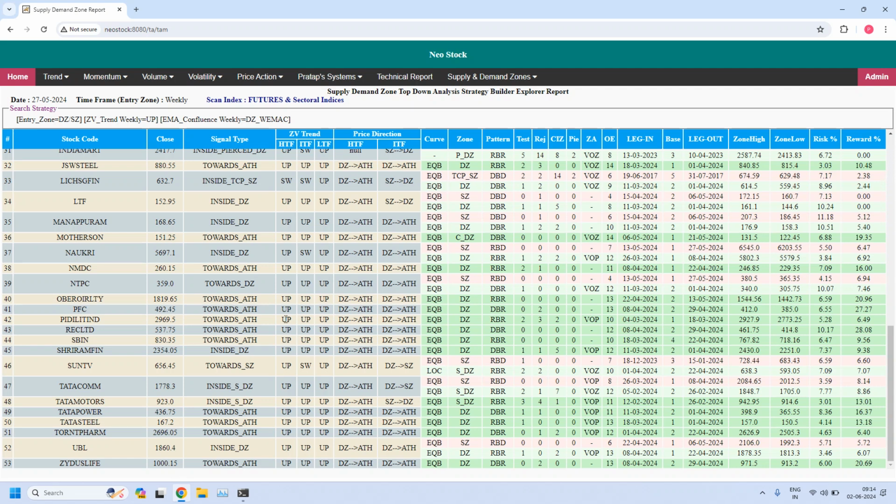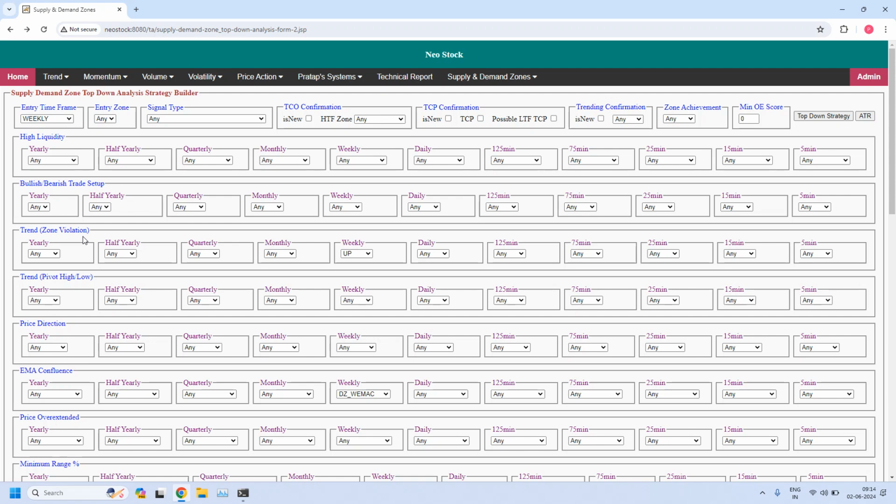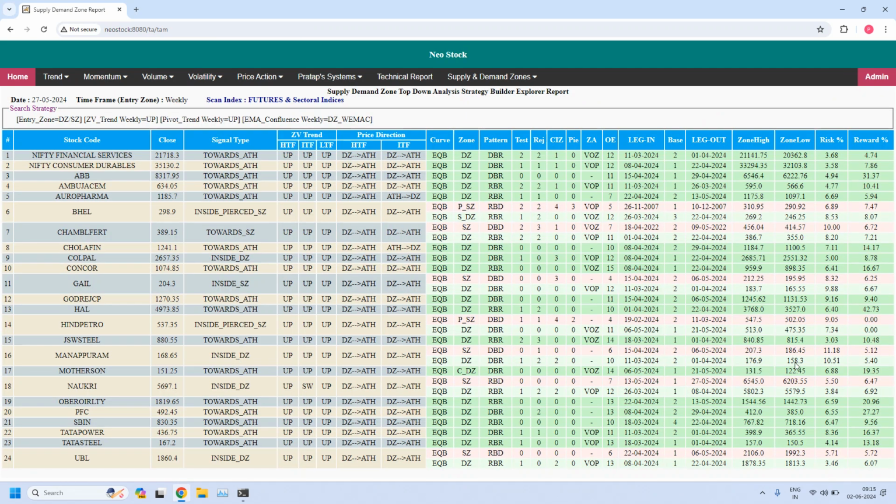So that's why what I do, I go back. I will check that the pivot high low trend, that is the swing high low trend for the weekly time frame, is also an uptrend. If both the trends are supporting uptrend, it means probably the stocks are very accurate. So let me generate the list.